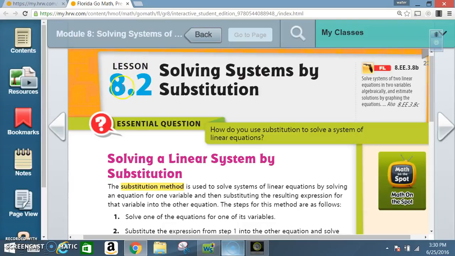Okay, today we're in lesson 8.2. Lesson 8.2, solve systems by substitution. Solve systems by substitution.